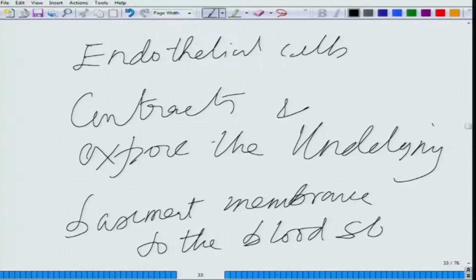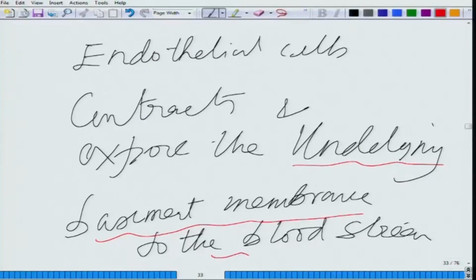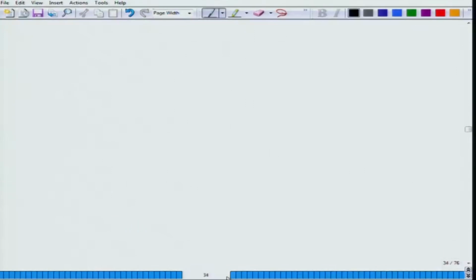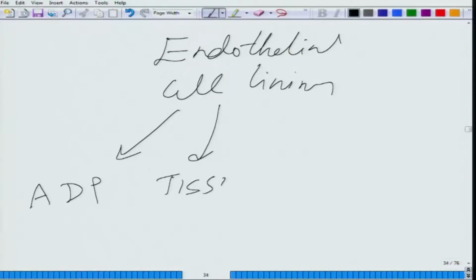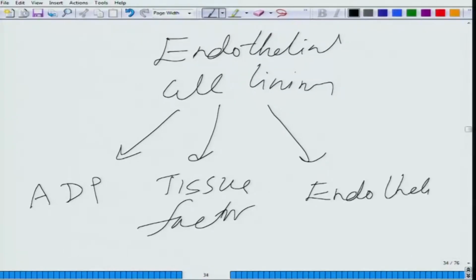The important part is the area underlying the basement membrane to the bloodstream, because this is where another set of reactions starts to take place in the vascular spasm phase. So, what essentially happens is that the endothelial cell lining secretes certain compounds, which include ADP, tissue factor, and endothelins. These are the different factors which are being secreted at that point.